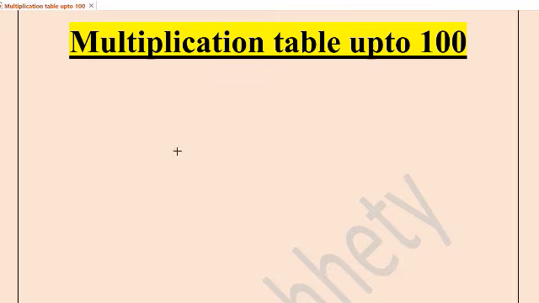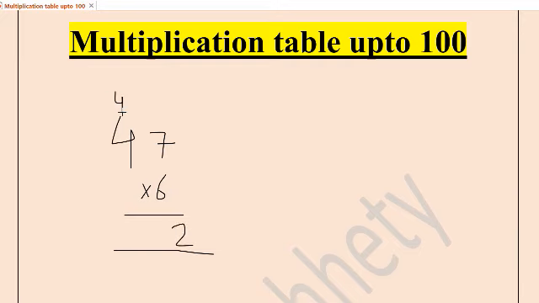So let us see. If you want to multiply a two-digit number by our usual method, 47 multiplied by, let us say, 6. So what procedure do we follow? We simply multiply this 6 with 7. 6 sevens are 42. And 4 carried, and then 6 fours are 24, and 4, that is 28. So the answer is 282, and there is nothing wrong with this method.